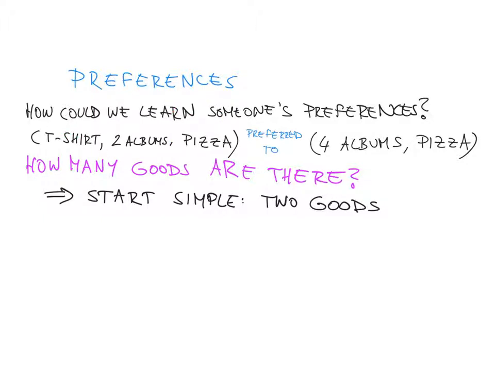have to work with simple bundles when we think about our models at first, right? So if you have a T-shirt and 2 music albums and a pizza, right? That could be one bundle, and 4 albums and pizza could be the other bundle. And then we could just ask you, which one do you prefer? And you could say, I prefer the one with the T-shirt and 2 albums and pizza. So now we have one piece of information about your preferences, right?